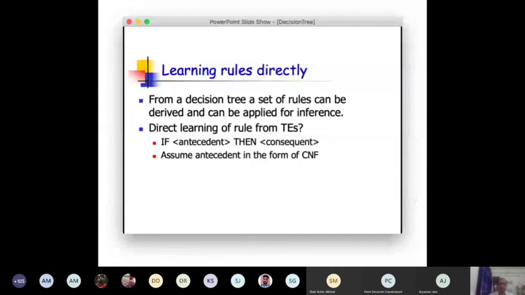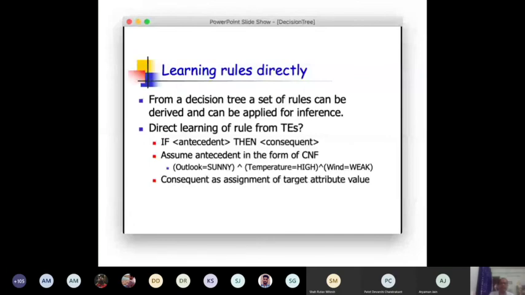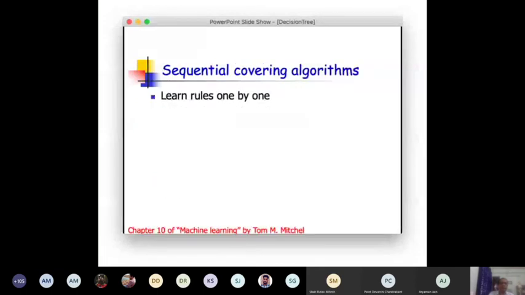Similar kind of rules. Now we assume that the antecedent is in the form of a conjunctive normal form, which is also true for the decision tree. That means every rule has an antecedent part, and then it has the consequent part in the leaf node. And the antecedent part is the corresponding conjunction of the attribute conditions over the path. So this is one example: outlook equals sunny, and temperature equals high, and wind equals weak. And the consequent part is the assignment of a target attribute value, for example, play tennis equals yes.